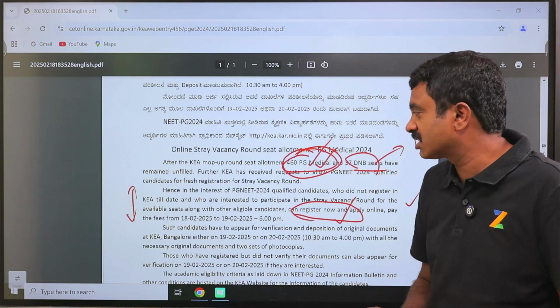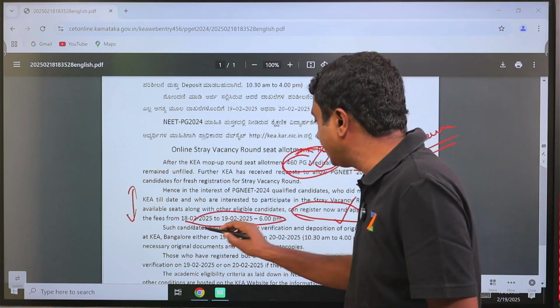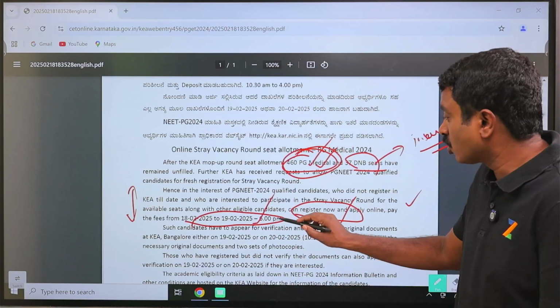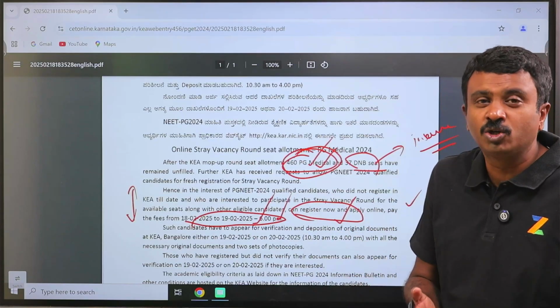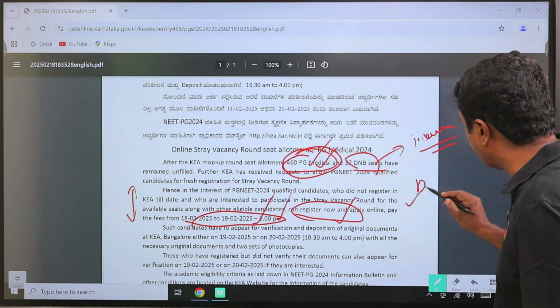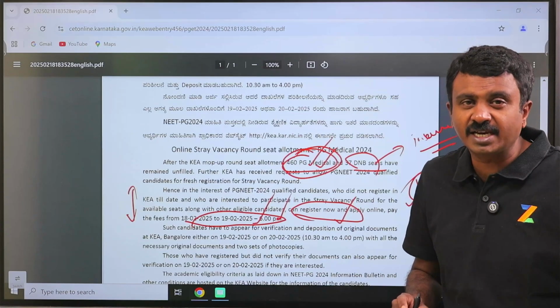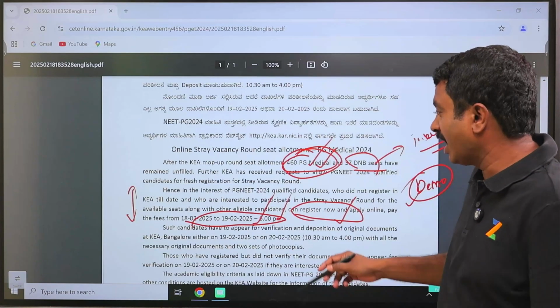You will be able to register now till 19th 6 PM, which is today 6 PM. They put up this notification late yesterday evening. So you have time for another few hours to register. There'll be a lot of issues in registration. We have our demo in ZyNerd for KEA registration. You can have a look at the demo.